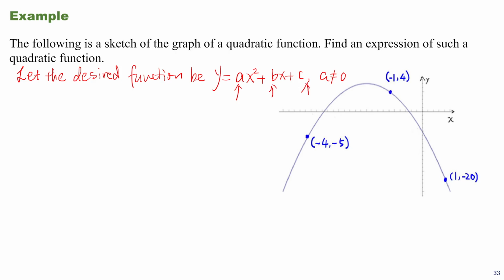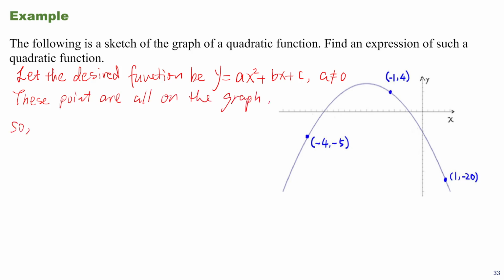So usually, if you have 3 unknown quantities, we need at least 3 equations. Do you have 3 equations here? Yes, we do, because all of the 3 points satisfy this equation, right? So we just insert them into that equation separately, then you have 3 equations, right? So we could see these points are all on the graph.